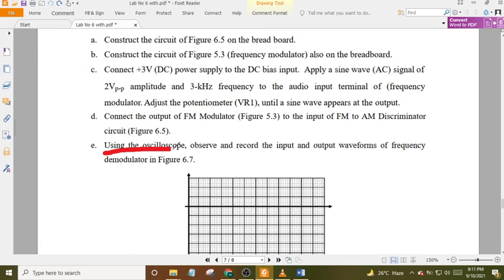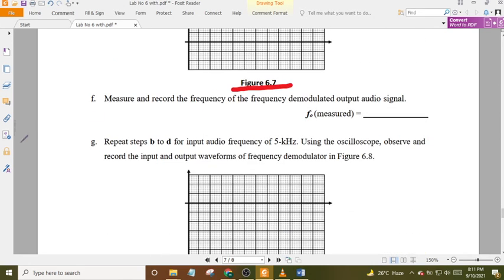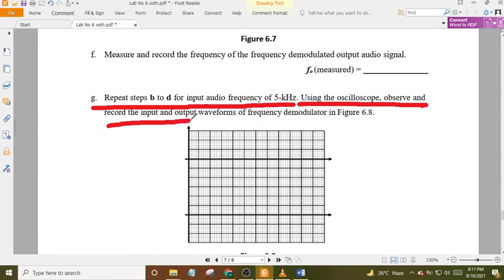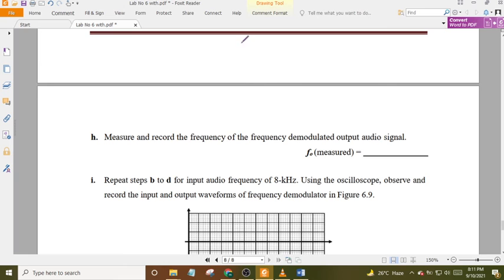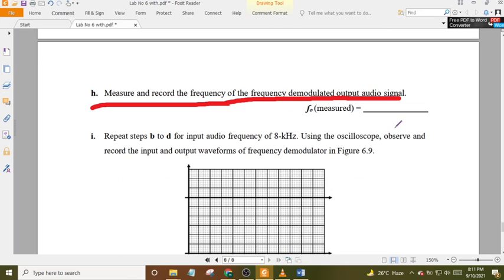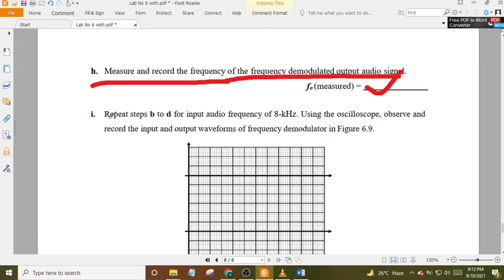E. Using the oscilloscope, observe and record the input and output waveforms of the frequency demodulator in figure 6.7. Figure 6.7. F. Measure and record the frequency of the frequency demodulated output audio signal. fo measured equals. G. Repeat steps for an input audio frequency of 5 kHz. Using the oscilloscope, observe and record the input and output waveforms of the frequency demodulator in figure 6.8. Figure 6.8. H. Measure and record the frequency of the frequency demodulated output audio signal. fo measured equals. I.